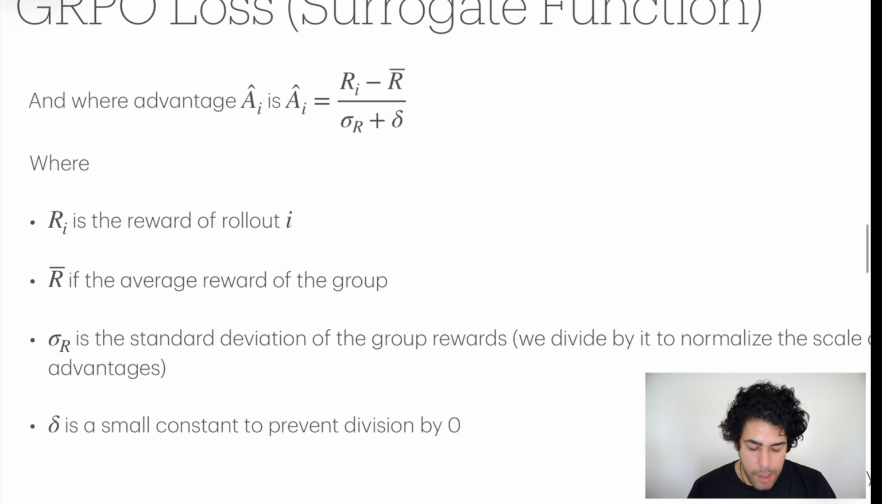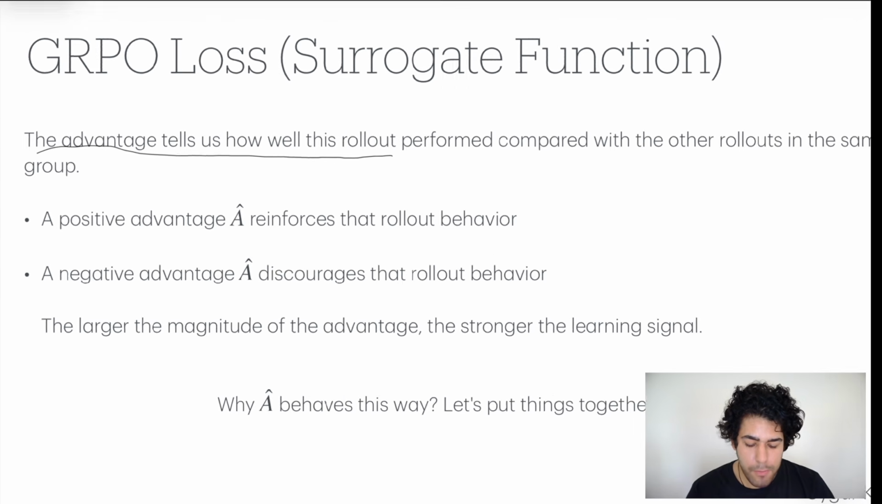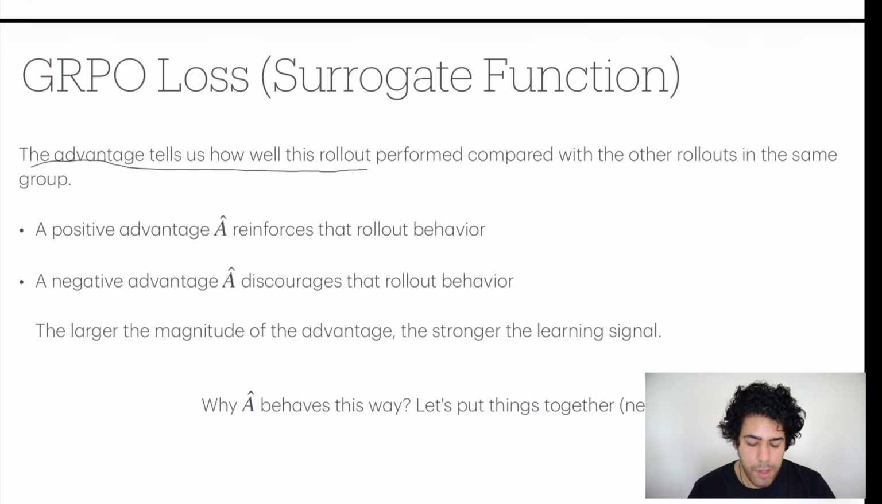So advantage. What is advantage? Actually, I will do this slide first. So what is advantage? Advantage tells us how well this rollout performed compared with other rollouts within the same group. So it is our main learning signal. Like I said, when we compare the rollouts, we have to be comparing something, and we are comparing what is called advantage, and it tells us how well this performed compared to other rollouts.